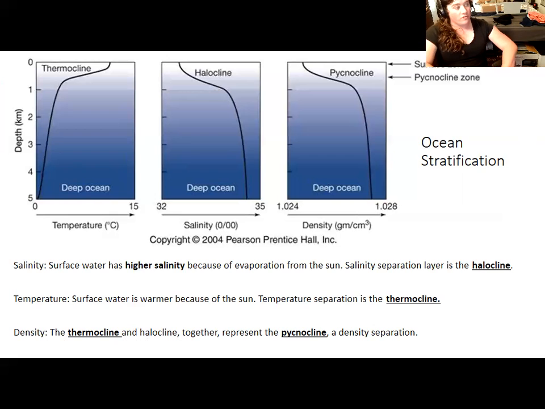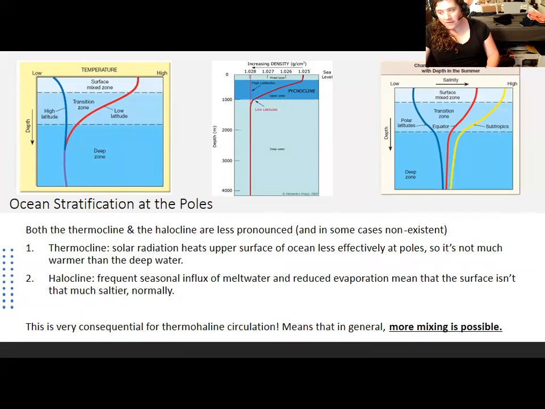And seawater density is overall going to be determined by salinity and temperature. And you can mathematically put the thermocline, which is the temperature separation boundary, and the halocline, aka the salinity separation boundary, you can conceive of them together as the pycnocline, or the density separation boundary. And in general, the pycnocline is not something that a distinct mass of water crosses easily. Not a lot of water goes from the surface to the bottom of the ocean because they're so different in density. But the poles are a little bit different.